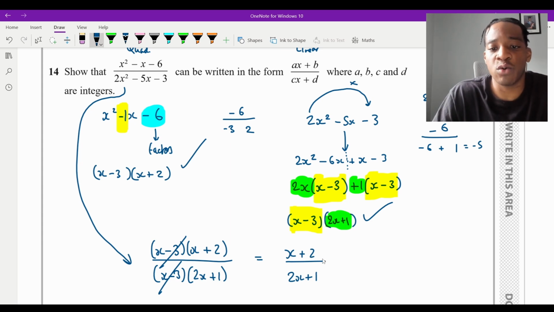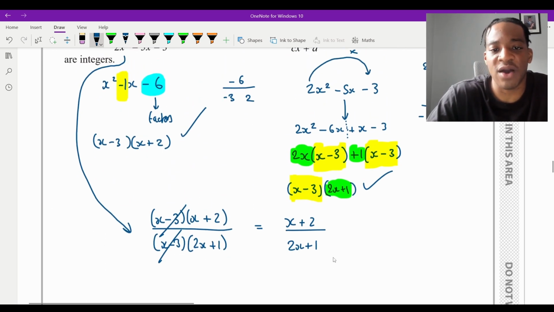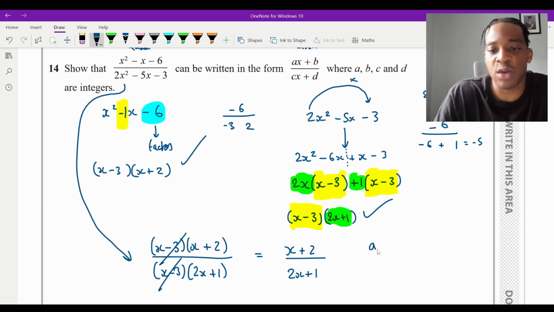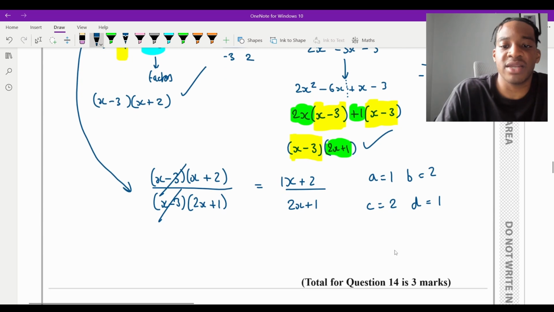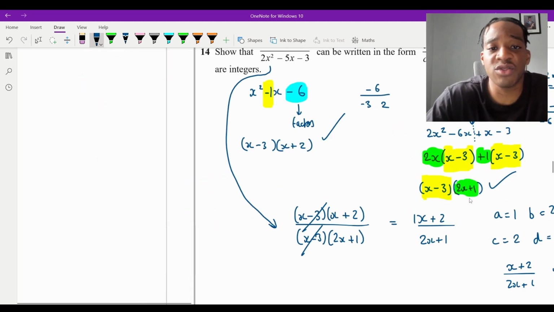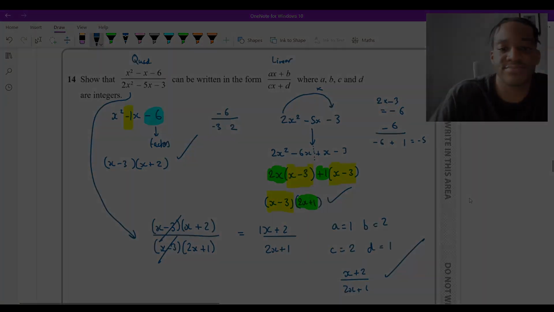You don't have to say this unless the question asks, but this will be our answer. But just to be safe, you could say a will equal the number in front of x, which is just going to be a 1 in this case. So a equals 1. B will equal 2. C will equal 2 again. And D will equal 1. So this will be our answer here. But again, it's just x plus 2 over 2x plus 1. And that's it. And that will give you the 3 marks for question 14.